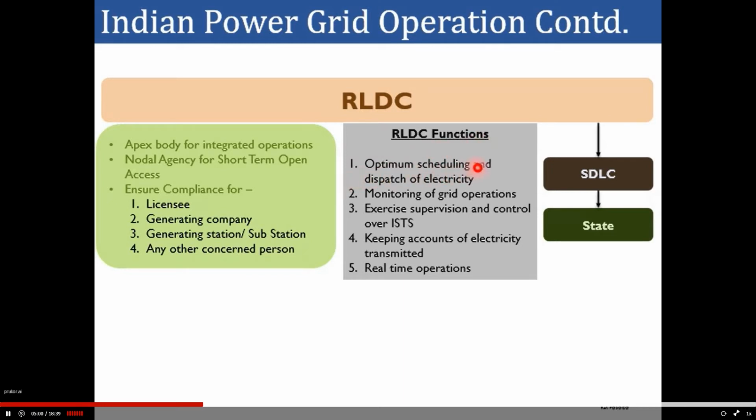It ensures the optimal scheduling and dispatch of electricity, monitoring of grid operations, exercise supervision and control of ISTS, that is interstate transmission system. So it ensures the power exchange between states, keeping accounts of electricity transmitted, and ensures the real-time operations of the power system network in that region. It also supervises the SLDC which are in a particular state.